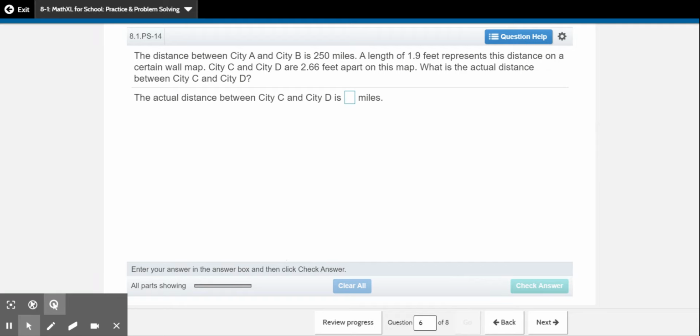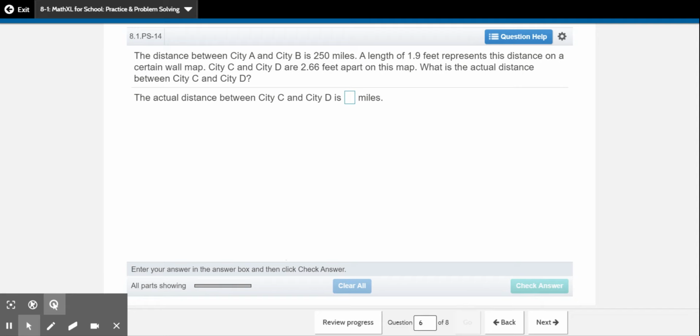Next example, the distance between city A and B is 250 miles. A length of 1.9 feet represents this distance on a certain wall map. City C and D are 2.66 feet apart on the map. What is the actual distance between city C and D?